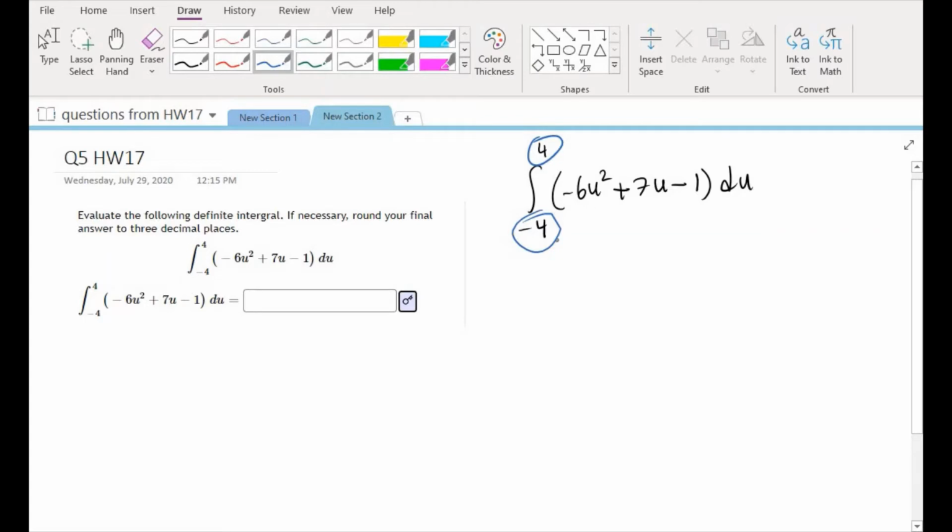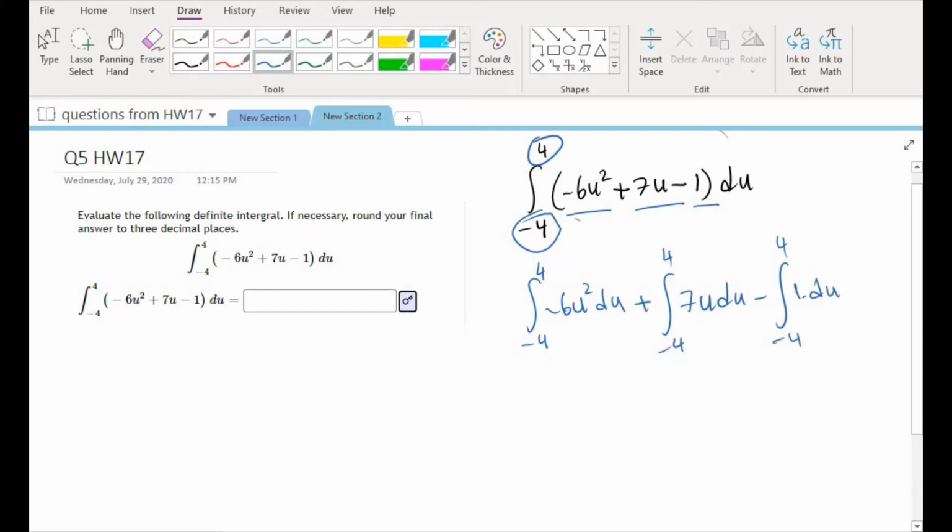I know if I do it right away you're going to be confused, but I'm going to simplify it. So we can break this down into 3 integrals. So this will be the integral from -4 to 4 of the first term, -6u squared du, plus the second integral from -4 to 4 of 7u du, minus the integral from -4 to 4 of 1 times du.